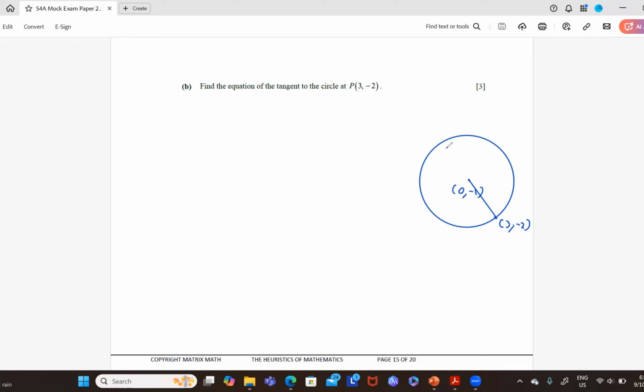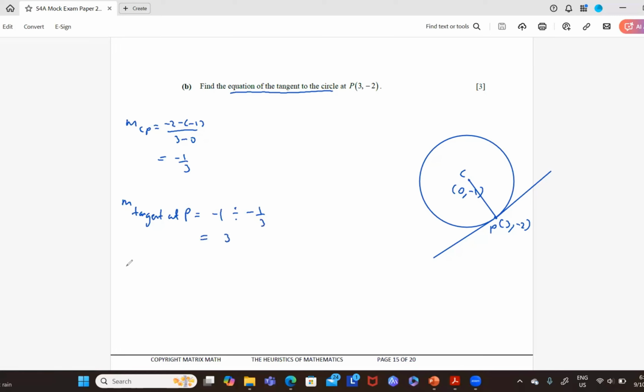Okay. So let's go and find the gradient of this line first. So the gradient of CP equals to minus 2 minus minus 1 over 3 minus 0. So it's minus 1/3. You want to find the equation of the tangent to the circle. Now recall the topic that the tangent is always perpendicular to your radius, right? So the product of their gradients will be minus 1, which means the gradient of the tangent at P is simply minus 1 divided by minus 1/3, which is just 3.